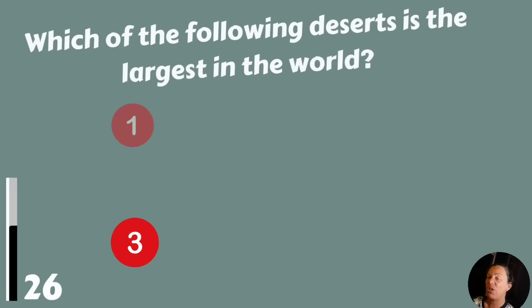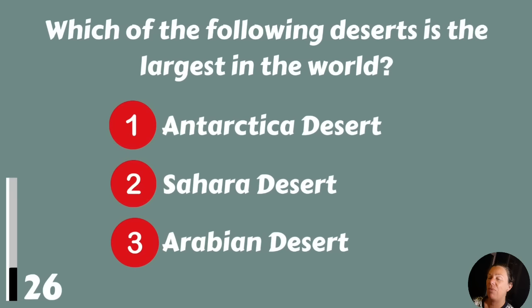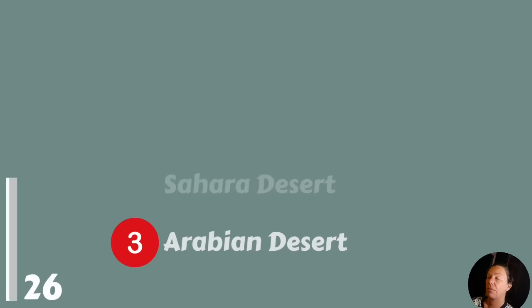Which of the following deserts is the largest in the world? Antarctica, Sahara, or Arabian Desert? Antarctica Desert.